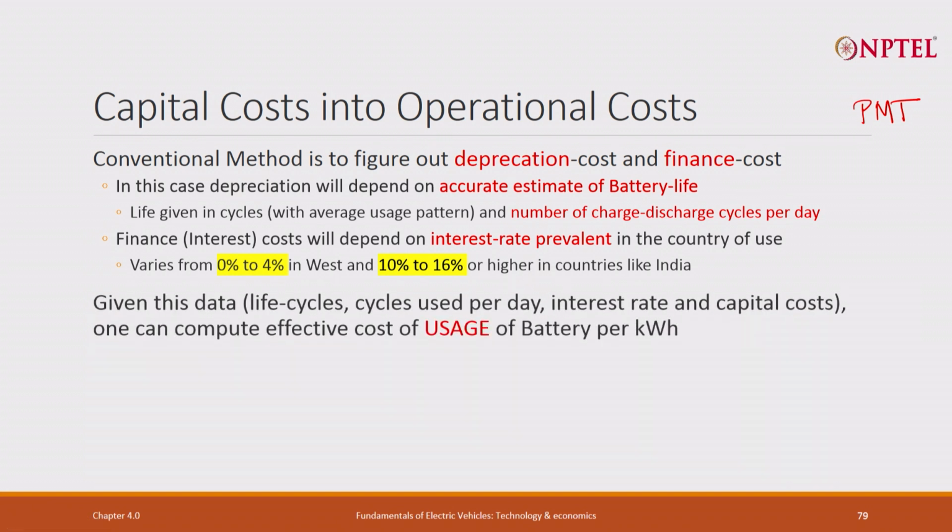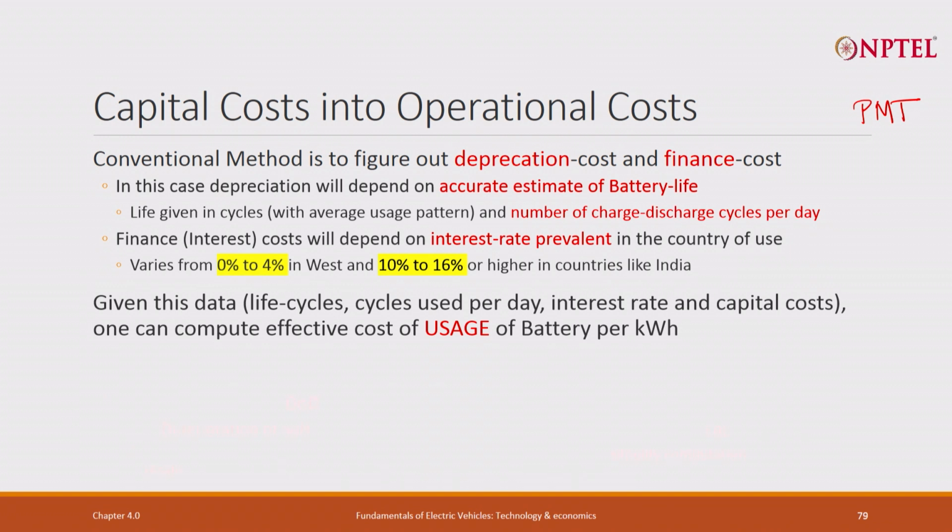Given this data: life cycles, cycles used per day, interest rate and capital cost. Cycles used per day is important. Why? You have got life cycles, but how many cycles are you using per day? Are you using one cycle per day, charging and discharging once every day? Or are you charging and discharging two times? If you are charging and discharging 2 times, then it will last for half the time. Then your depreciation and interest need to be taken over half the time. So that calculation is important.